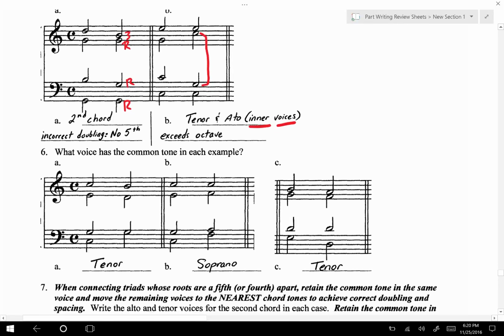Number 6, what voice has the common tone in each example? The tenor does, right here, in 6A. In 6B, it's the soprano. And in 6C, it's the tenor.